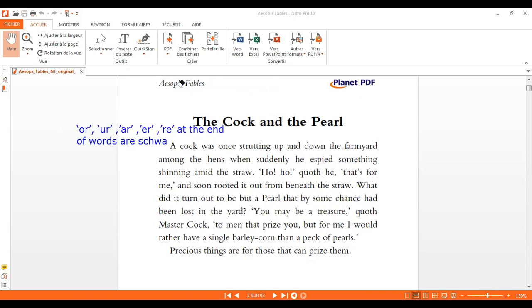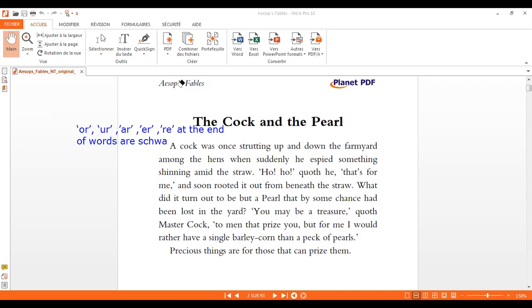The cock and the pearl. The cock was once strutting up and down with the farmer among the hens when suddenly he spied something shining amid the straw. Ho ho, quoth he, that's for me, and soon he rooted out for pennies the straw. What did it turn out to be but a pearl that by some chance had been lost in the yard?